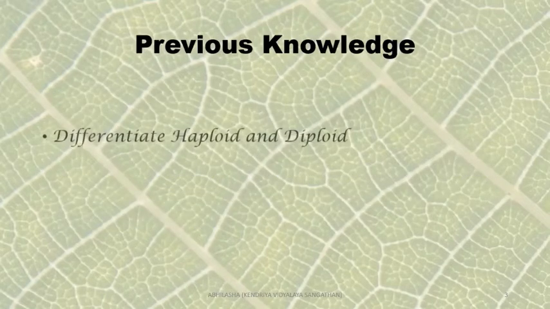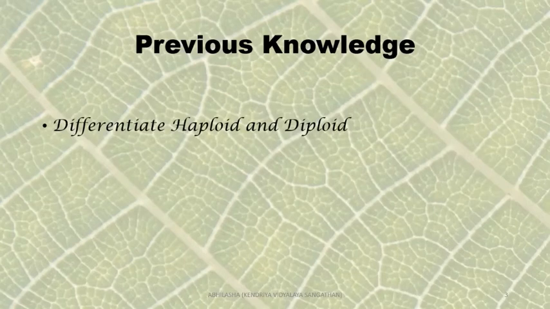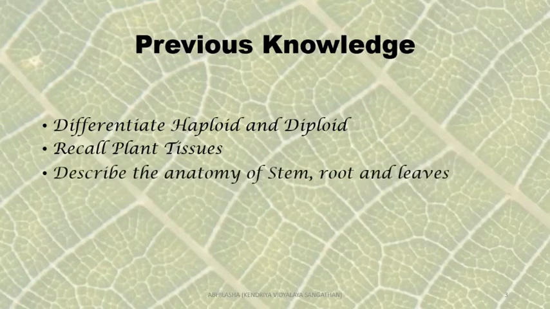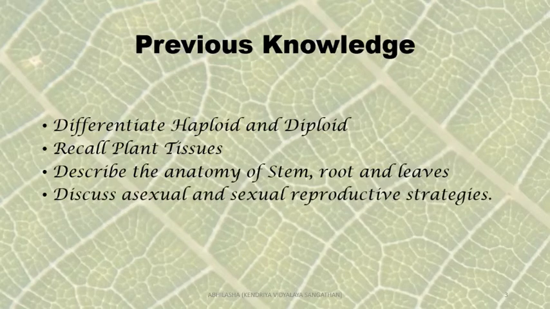But before we can proceed to the lesson topics, you should be able to differentiate between haploid and diploid, recall what are plant tissues, describe the anatomy of stem, root and leaves, and discuss asexual and sexual reproductive strategies.